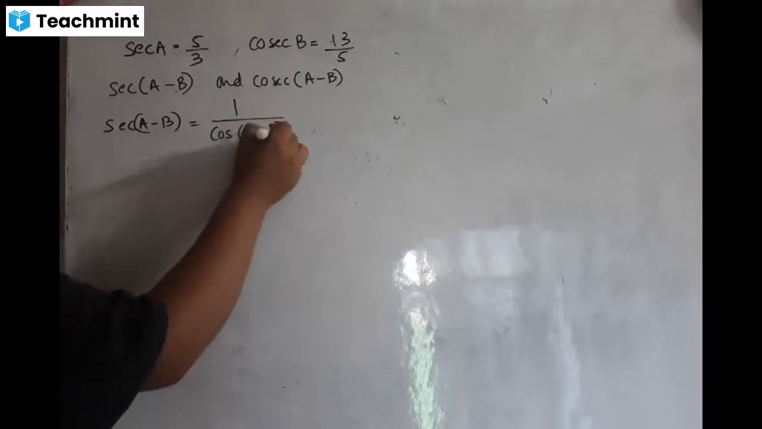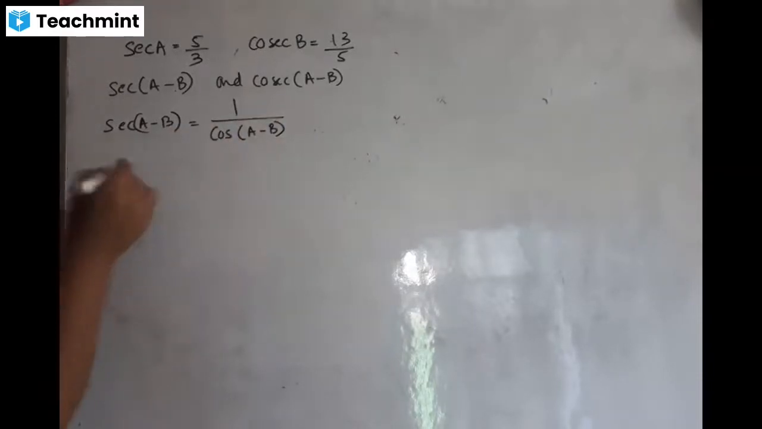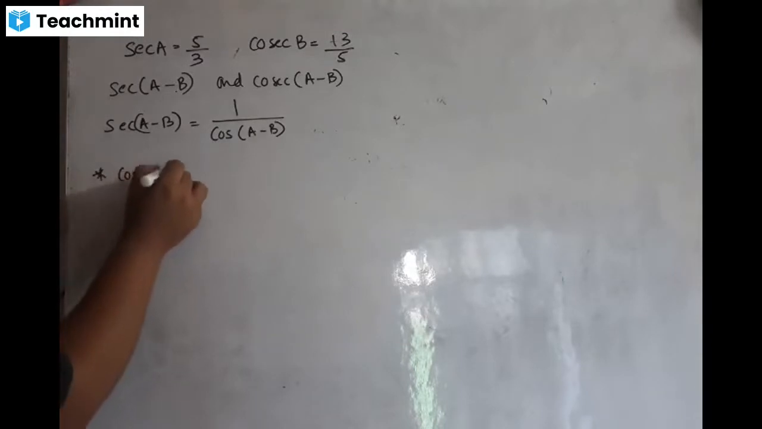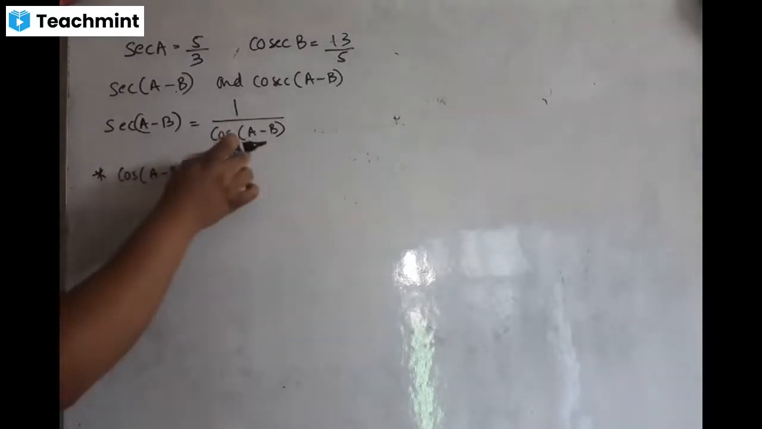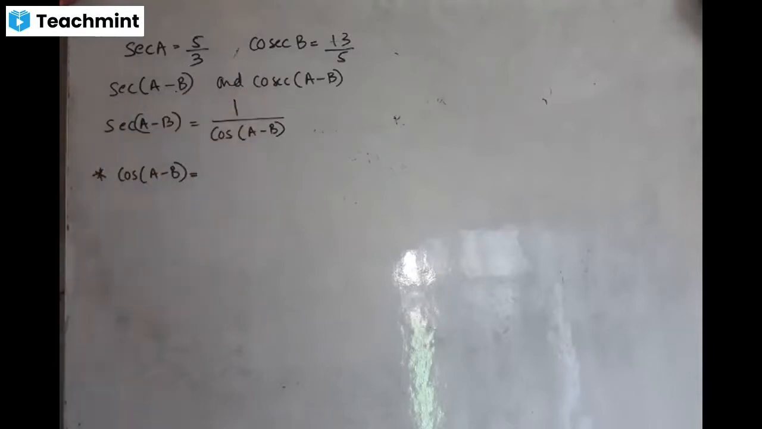Cos. That means I'm going to find cos A minus B, and whatever answer I get, the reciprocal of that is going to be sec. Is that okay? Now, please tell me what is the cos formula.